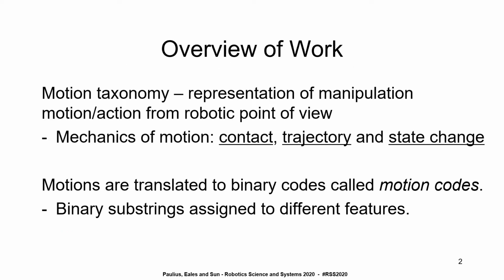In this work, we proposed the motion taxonomy to label or classify motions that are commonly expressed through human language in a way that would make sense to a robot. Here, we focus on mechanical or physical properties, such as contact or trajectory, to describe manipulations in the form of binary strings called motion codes.